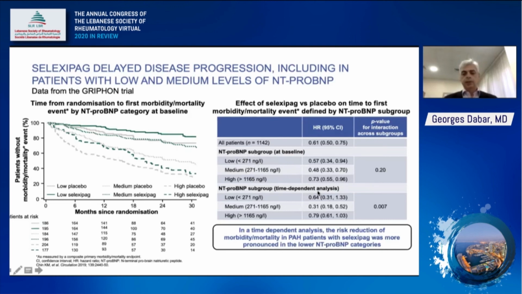And you can see that at baseline, there is a significant reduction. The effect is higher in the low and medium intermediate group compared to the high intermediate group. So in a time-dependent analysis, also the risk reduction of multimodality in pulmonary arterial hypertension with Selexipag was more pronounced also in the low NT-proBNP category, basically looking at those two lines. This is over time also.